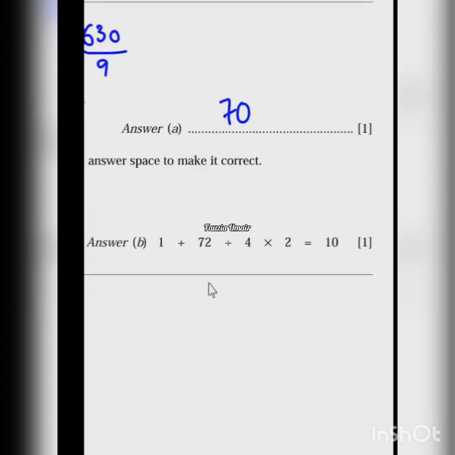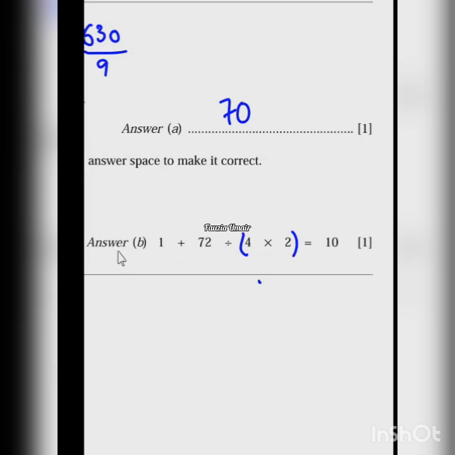So 1 mark question only. What to do? Because the answer is very small, I should give priority to the division. What do you think? No, I should give priority to the multiplication so that the divisor is bigger. So I should put the bracket here, so that the divisor is the biggest.